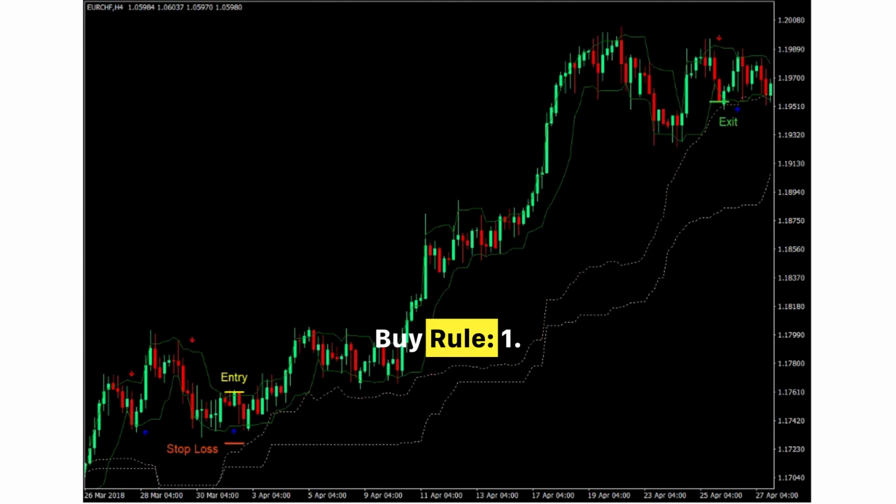Buy rule. 1. Kumo is bullish, Span A above Span B. 2. Price plus Lukas channel sits above the cloud. 3. You see an up arrow from Lukas 1 confirming momentum. 4. Enter long. 5. Place stop loss below a recent swing low, support. 6. Exit when Lukas 1 plots a down arrow.